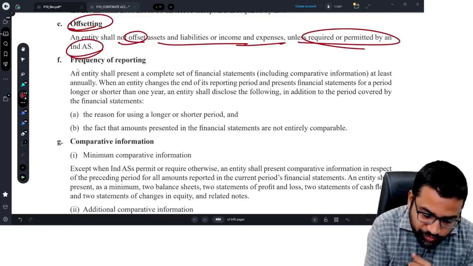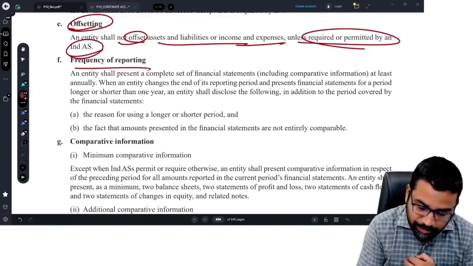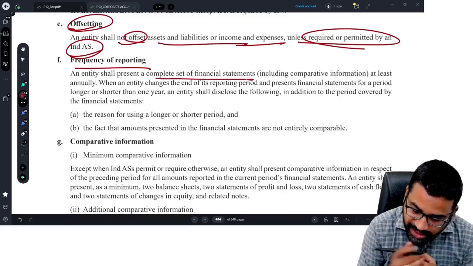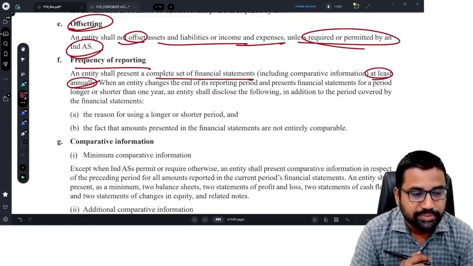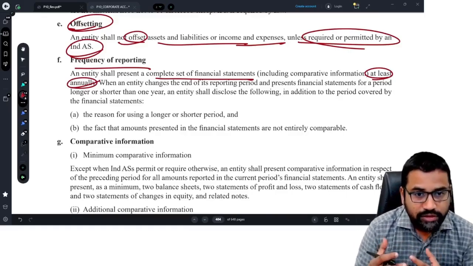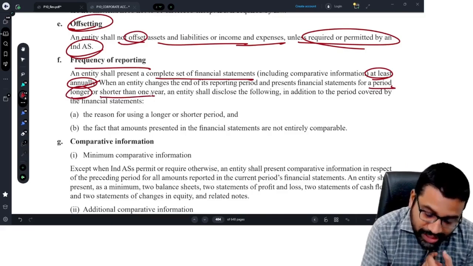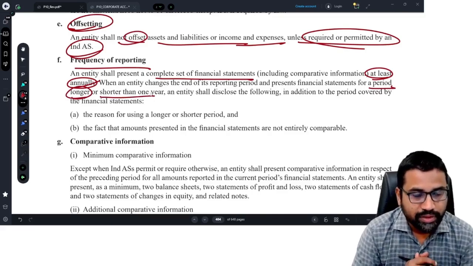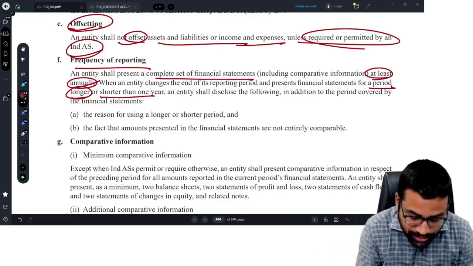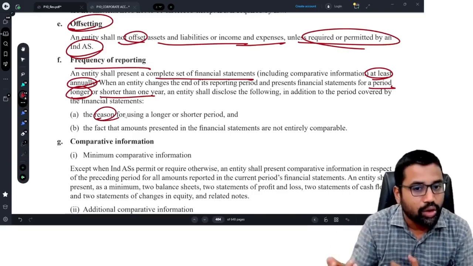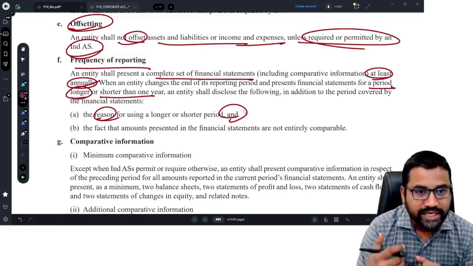Next, frequency. Sir, how frequently do we need to report the financial statements? An entity shall present a complete set of financial statements at least annually. Every year once you need to prepare the financial statements. Suppose, because of any reason, the period can be longer than 1 year or shorter than 1 year. But when the period is less than 12 months or more than 12 months, you should disclose the reason for using the longer or shorter period, and the fact that the amounts presented in the financial statements are not entirely comparable.